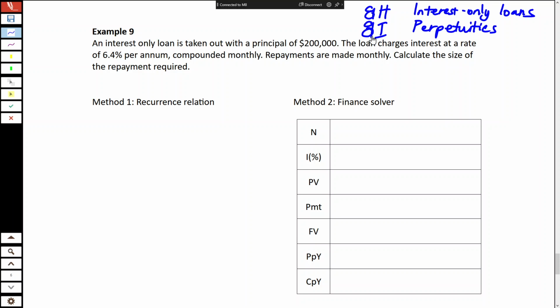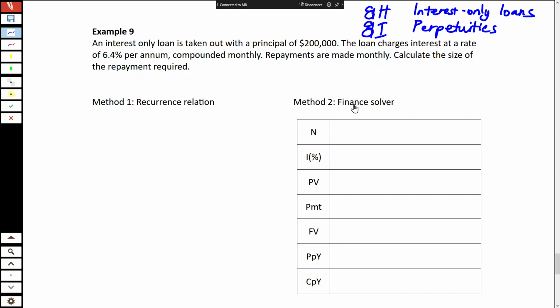Okay. So I find it difficult to believe that banks would offer interest-only loans these days to people because you're a flight risk. You could go bankrupt. But I think if you're a business and you have a lot of capital, then maybe there's a stronger case for it.